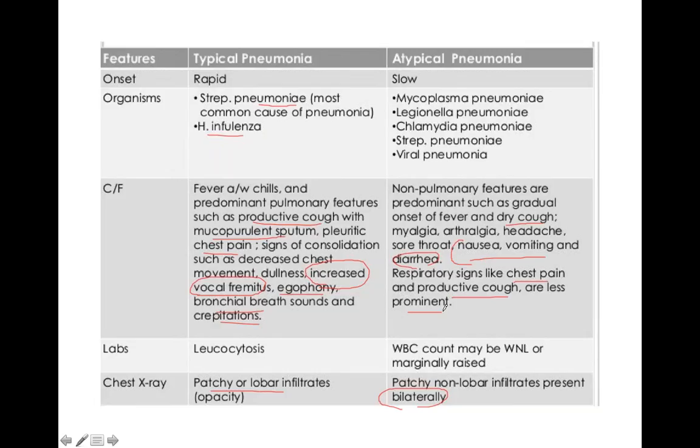This is important. Okay, in typical pneumonia, the patient will have high fever, chest pain, dyspnea, and also productive sputum. In atypical pneumonia, the chest pain will not be there. So the patient will have a mild fever, dyspnea will be there, and no chest pain and dry cough. Okay, so this is atypical pneumonia, and these are the causes.